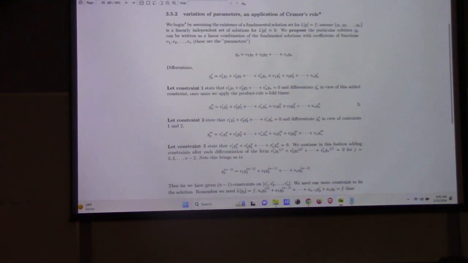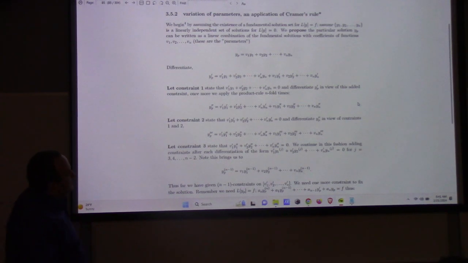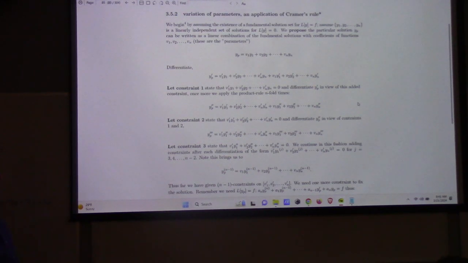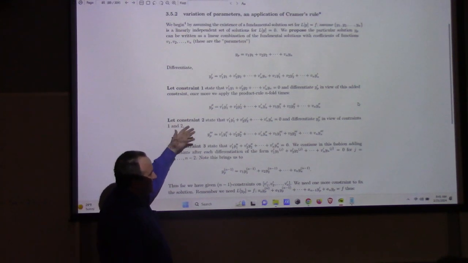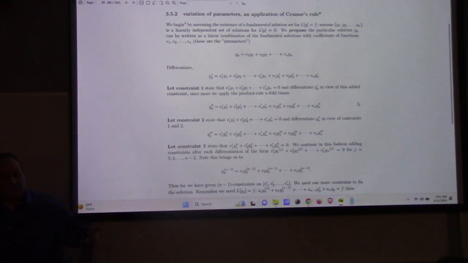And then the other problem I should mention is variation of parameters in differential equations. We form the particular solution as a linear combination of the fundamental solution set, and the v1 through vn are parameters, functions, which we don't know. You differentiate that thing again and again, and you impose this set of conditions.